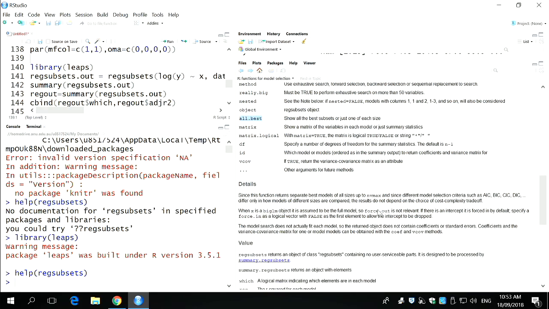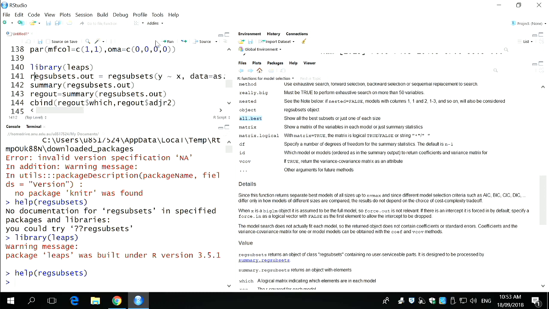all.best, show all the best subsets, and so on. Okay? And then there's some details here. Okay. So we're going to use this. I just want to use y, not log y. So we're going to take this. I'm just going to take the log out of here. I don't know why I've got log y there.